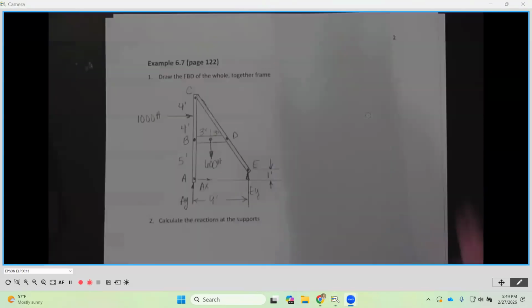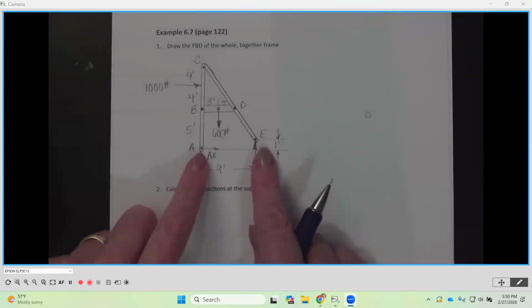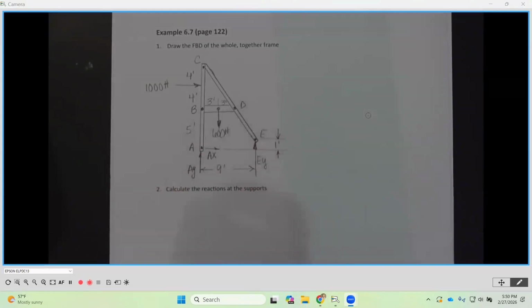Okay. So if there aren't, then our job number 1 is to calculate the reactions at our supports, which are A and E. Okay, A and E. So notice that we have an AX, an AY, and then an EY. So tell me, what do we want to do first to calculate at least one of those values? Anyone?